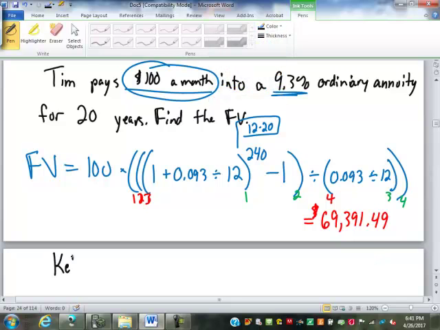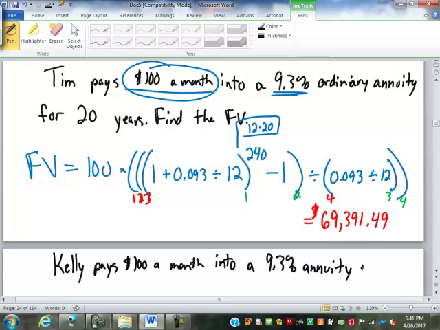So, Kelly pays $100 a month. You don't know if it's a man or a woman, do you? Into a 9.3% annuity due for 20 years. Find the future value.